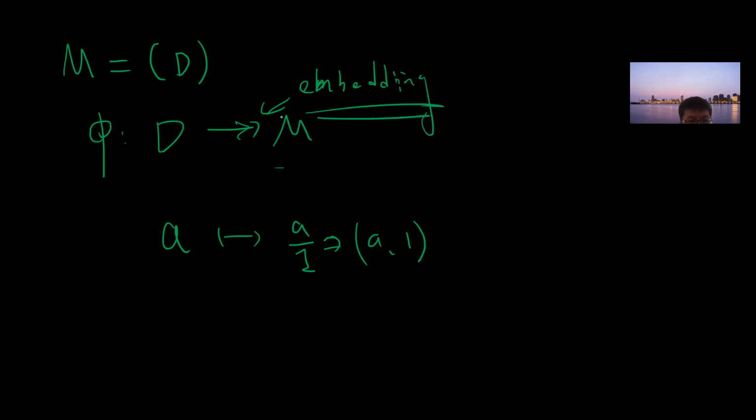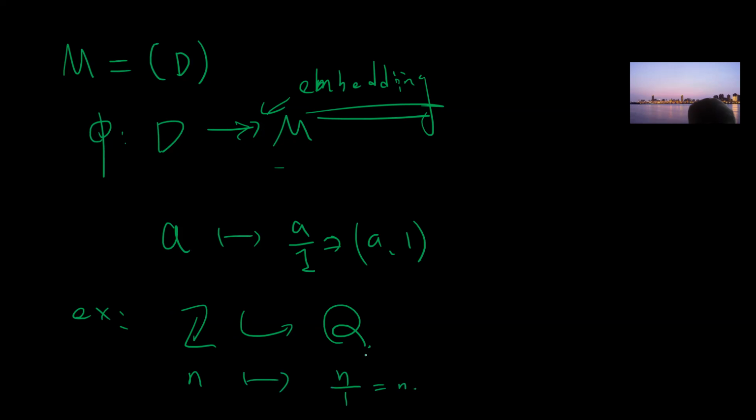It means that M is larger than D as a set. Cardinality is not the point, but as a set, D can be embedded in M. A simple example is that Z can be injected into Q by sending any integer n to n divided by 1, which is still an integer. And the unit element 1 always maps to 1. I think that's it. It's very simple. See you guys in the next videos.